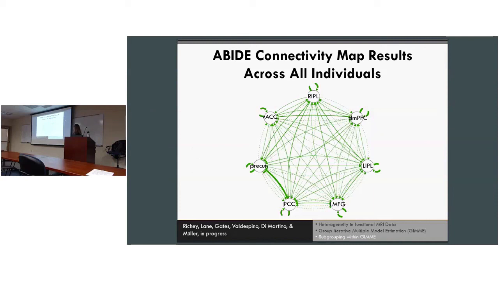All of the paths were individual level. The only group level paths were these autoregressive paths. And then you see a lot of people having this path, but it still didn't surface at the group level map.